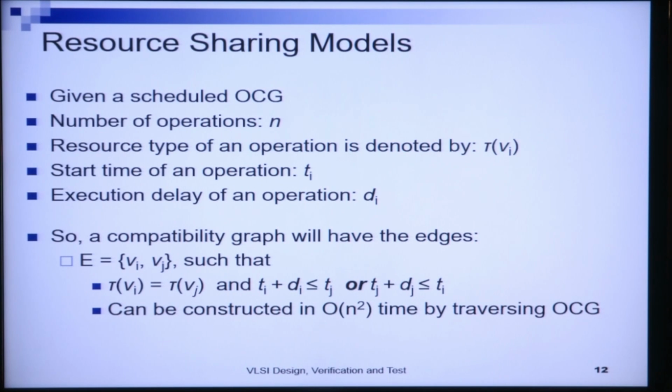Now, we understand how we can obtain these edges. I need to traverse the operation constraints graph, and consider each operation in the scheduled operation constraints graph. Then I find out, for a given operation, which are the operations that are adjacent to it in the operation constraints graph. For all those operations, if this constraint is true, I can put an edge between these two operations in the compatibility graph. Now, through such a traversal of the operation constraints graph, we understand that all edges of the compatibility graph can be obtained in big O of n square time, where n is the number of operations in the operation constraints graph.